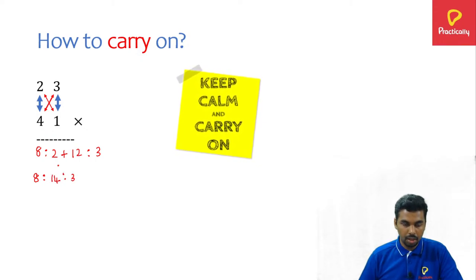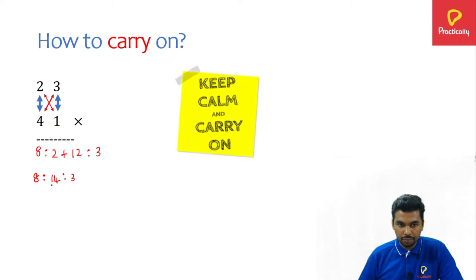14 colon 3. Now, whenever you have more than one digit in between two colons, you have to give one as a carry, the last digit as a carry. So, in this case, you get the number 14. So, give one as a carry to the next place. So, your final answer is going to be 943.